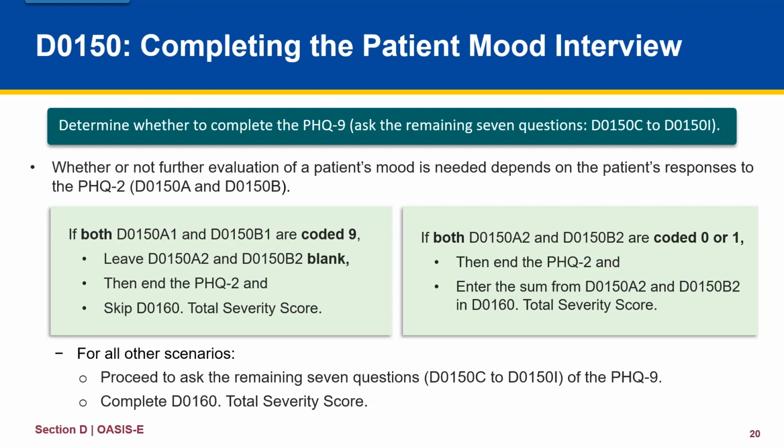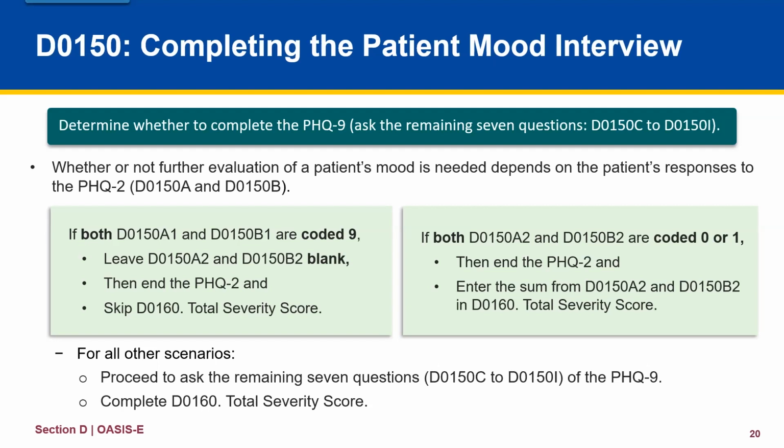If both D0150A1 and B1 are coded 9, leave D0150A2 and B2 blank in the PHQ-2 and skip D0160 total severity score. If both D0150A2 and B2 are 0 or 1, then there's no need to continue the PHQ. You would end the PHQ-2 and enter the sum from D0150 A2 and B2 in D0160 total severity score. For all other scenarios, proceed to ask the remaining 7 questions, D0150C through D0150I of the PHQ-9. Then complete D0160 total severity score.